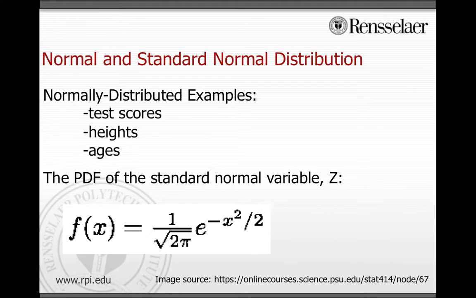These scores, or z-scores, are calculated using a standard normal distribution, or a normal distribution with a mean mu of 0 and a standard deviation of 1. This distribution is denoted by the random variable z, hence the name z-scores. You can see the PDF of the standard normal variable at the bottom of the screen.